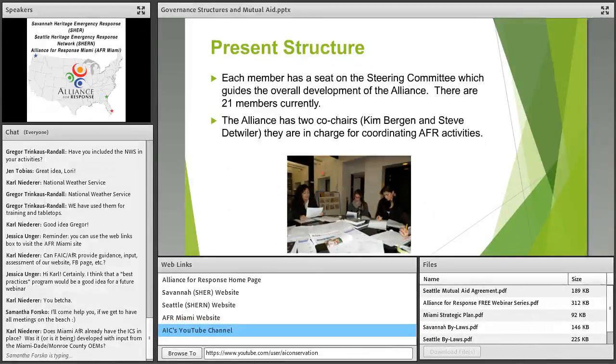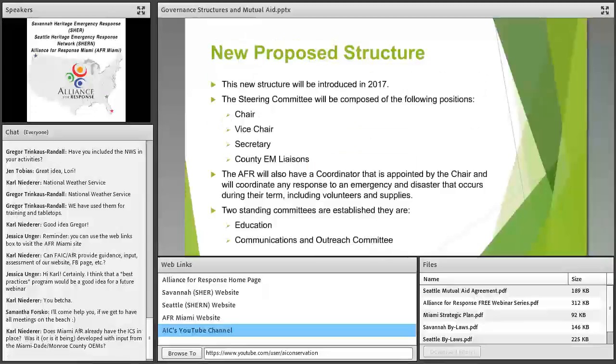The present structure of the Alliance, we have our steering committee. Everyone who's a member of the Alliance has a seat on the steering committee. We have 21 members in all. The Alliance has 2 co-chairs, of course me and Kim, and we're in charge of coordinating AFR responsibilities.